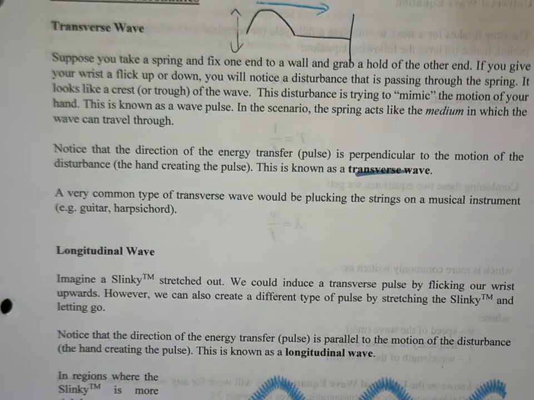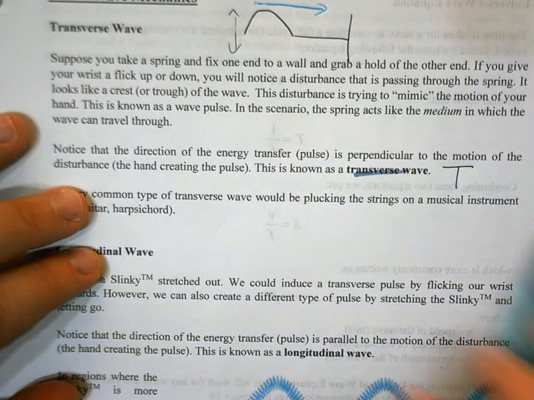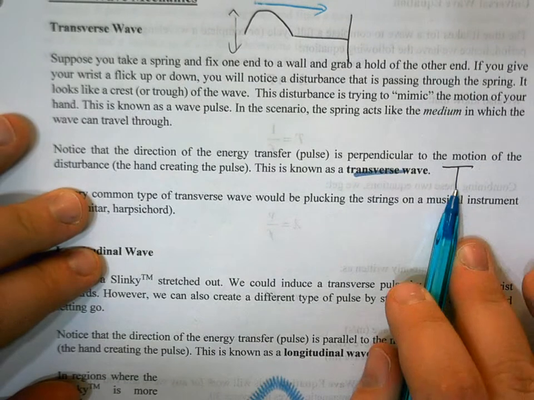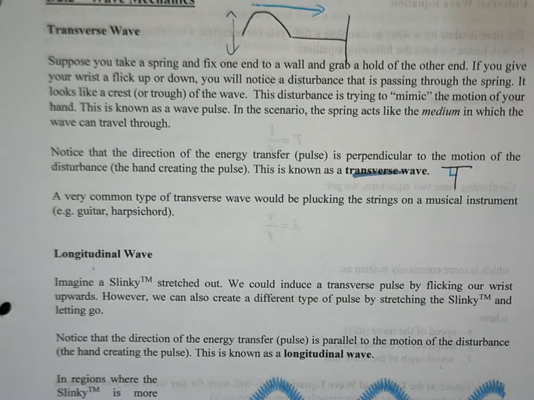To remember the whole perpendicular part, I like to think of the letter T, like an uppercase letter T, and how the top part and the vertical part make a right angle. That's my way of remembering that the direction of propagation and the direction of disturbance are perpendicular in a transverse wave. Common examples of transverse waves: in Physics 30 you'll learn that all electromagnetic waves are transverse. For those of you that play musical instruments like a guitar, when you pluck the string, that is an example of a transverse wave.